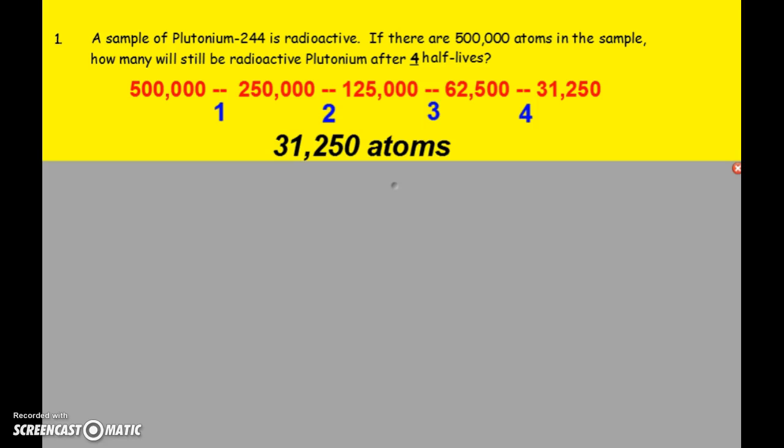Then after the second half-life, we're down to 125,000. The third will be 62,500. And then the fourth will take us down to 31,250 atoms. So that's how many would still be radioactive.